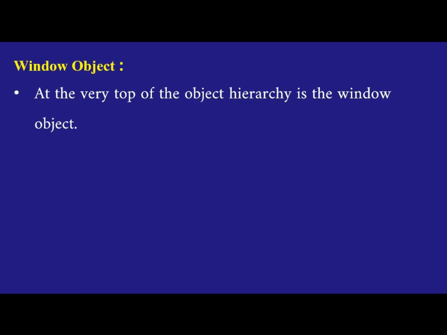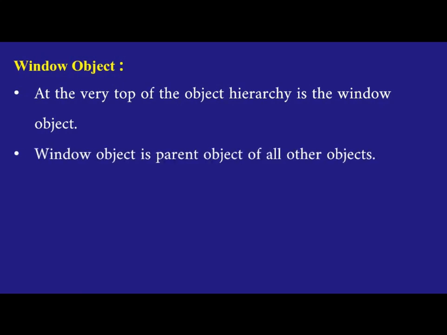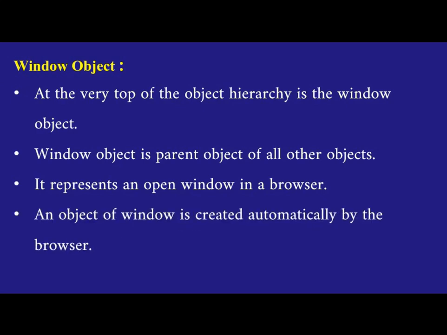The very top of the object hierarchy is the Window object. The Window object is the parent object of all other objects. It represents an open window in a browser, and an object of window is created automatically by the browser. So every program has a window. Without a window there is no other program which will open in a different way. Every program is opening in a window. So whenever you write any program, it will open in a particular window, and the window has some properties and methods.